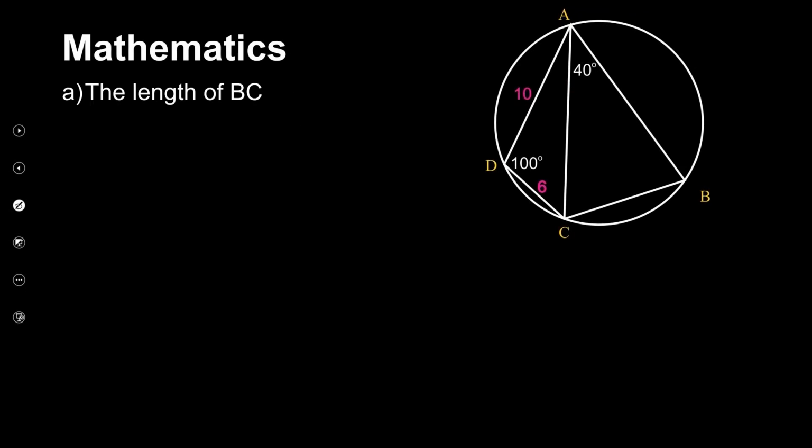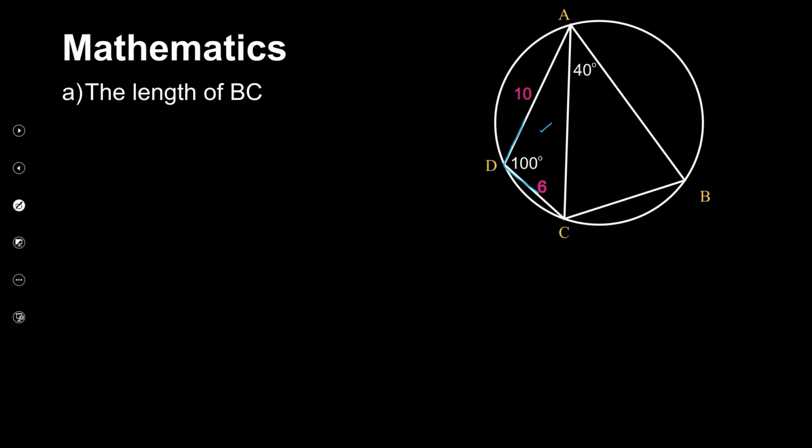Okay, so we need to find the length of BC. Now, again, we're going to examine our triangles. Remember, if it's a non-right angle triangle, we need 3 bits of information to solve it. So if we look at triangle ADC, we've got 3 bits of information. We've got 2 sides and an included angle. So we kind of have a V pattern here. And remember, if we have a V pattern, side, angle, side, we probably can use the cos rule.